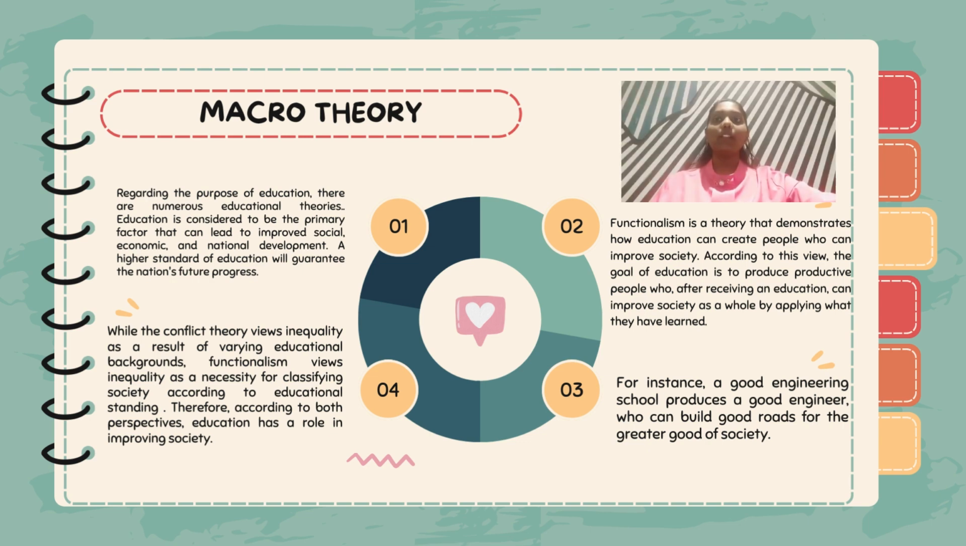society. While the conflict theory views inequality as a result of varying educational backgrounds, functionalism views inequality as a necessity for classifying society according to educational standing. Therefore, according to both perspectives, education has a role in improving society.